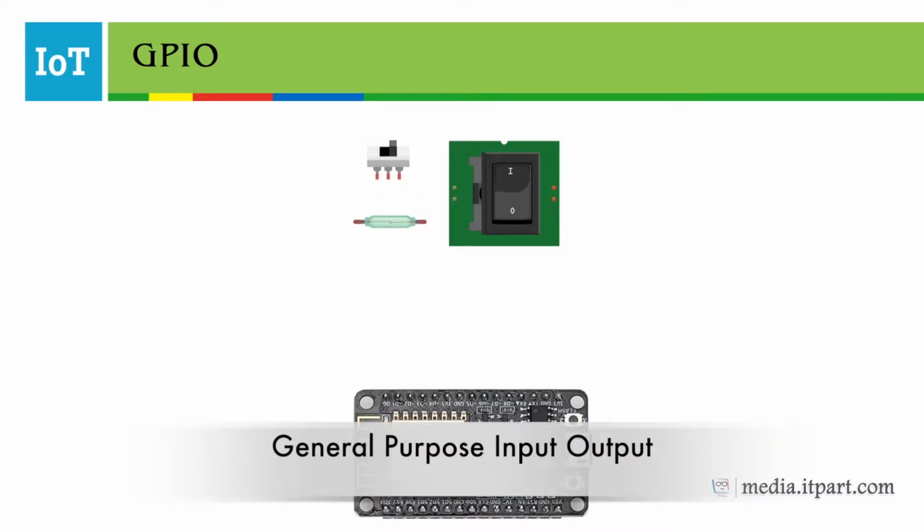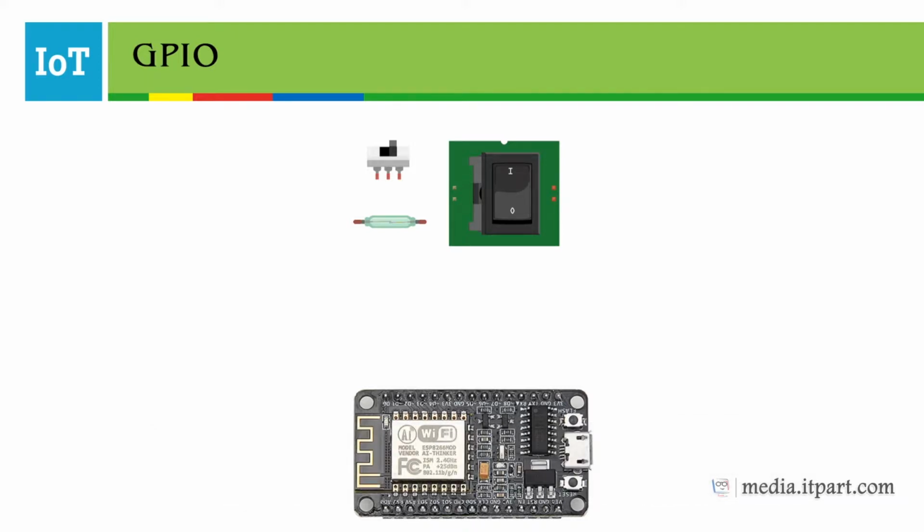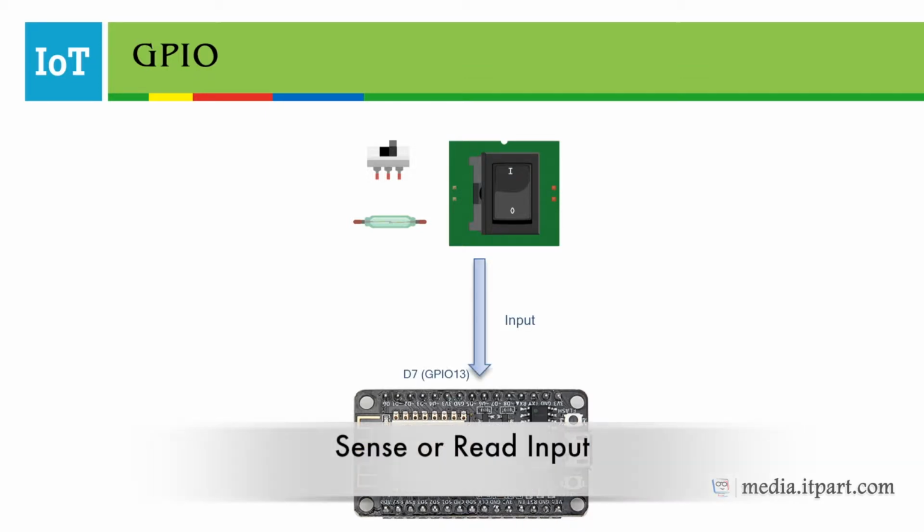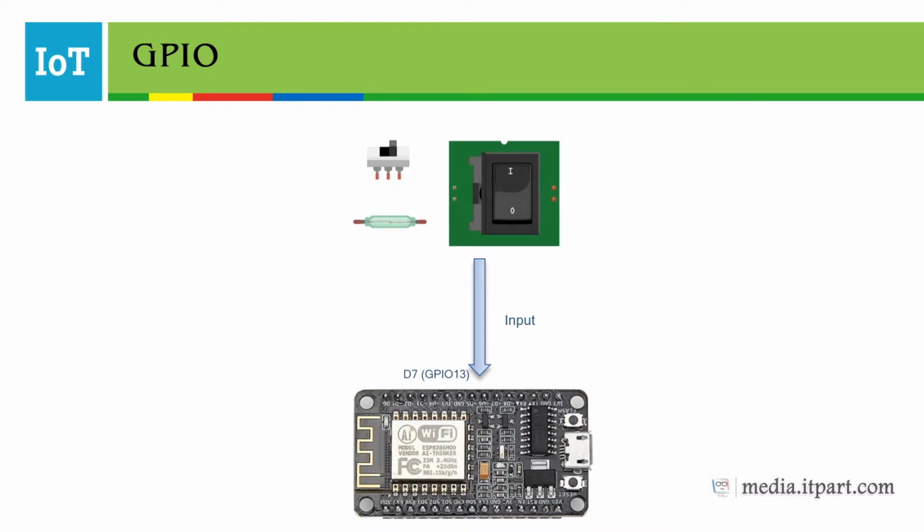GPIO stands for General Purpose Input-Output. The behavior of the GPIO pins on the board is programmable. It means in your code, you can assign each GPIO pin to work as an input or output. For input, you can use a GPIO pin, for instance GPIO 13 or D7, to read input from a switch or a sensor.